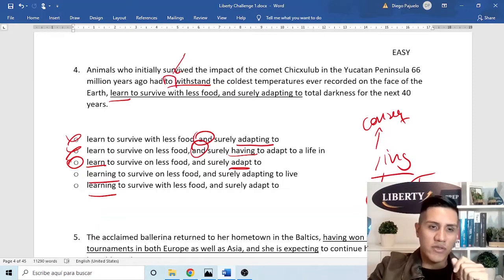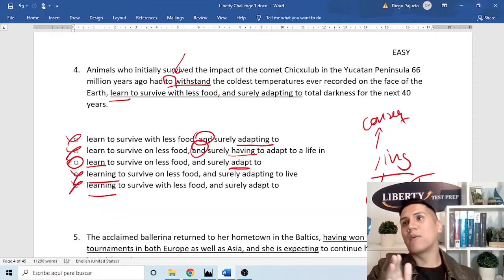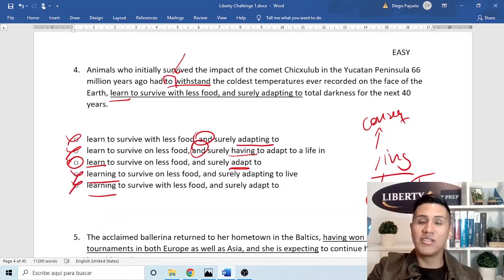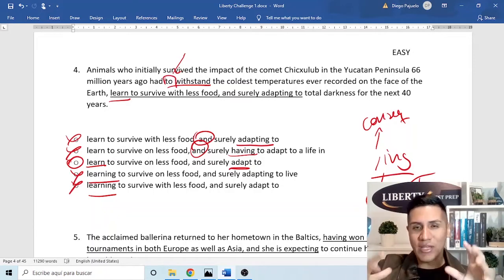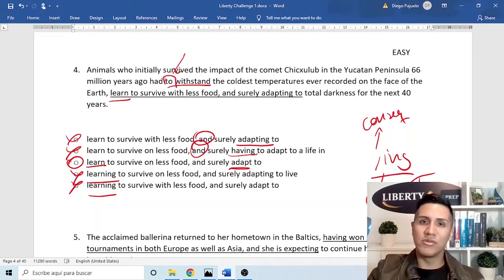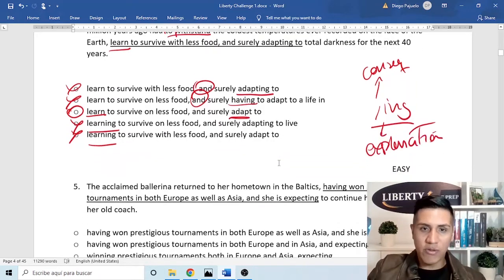Okay, so letter C, remember that one of the principles of sentence correction is you don't want to change the meaning too much. Okay, you want to keep the meaning as close as possible to the original one. Okay, so that's important. Letter C does the trick. So we stay with that one.